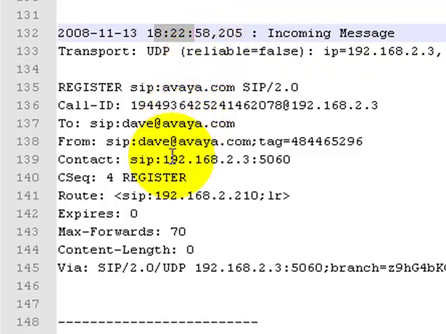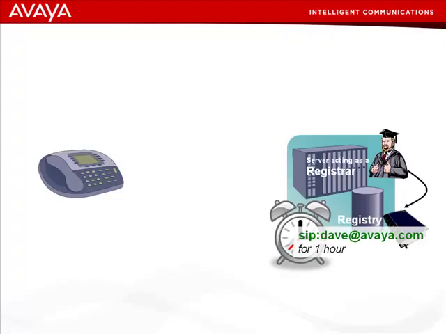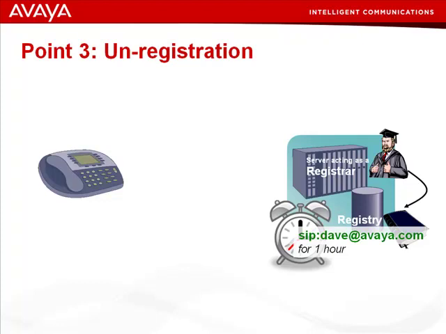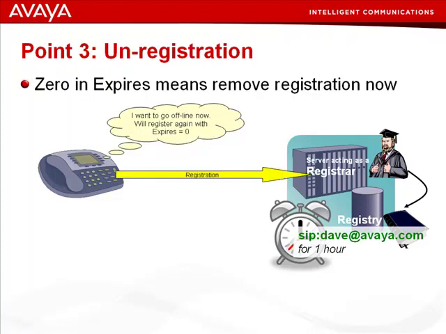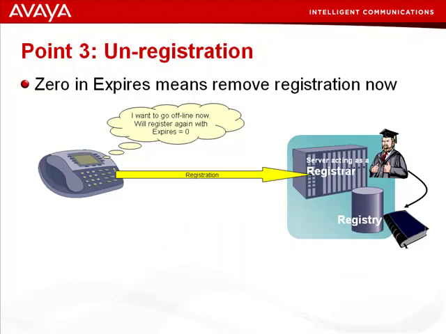When I scan down through the message, I see that CSEC value has incremented, but look at this. The expires value is 0. This is SIP's way of unregistering. If a user agent wants to go offline, he just sends another register request, but populates the expires header with 0. This is the key for the registrar to remove the entry from the registry.